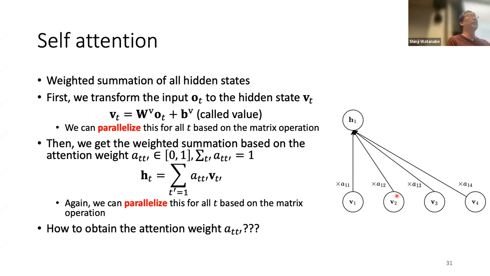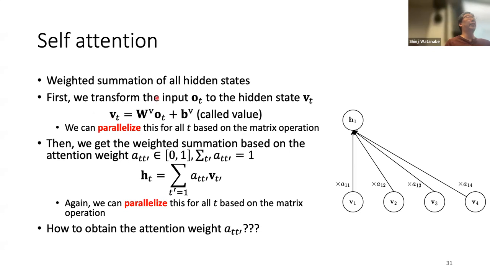But self-attention is actually a very simple operation. This is basically just a weighted summation. Please remember, just using the weighted summation. So first we start to convert our speech features with some kind of linear transformation, and get some other state. We call it value here. But this is just a linear operation, okay? And of course, because this is a linear operation, we can parallelize across the frame, across the time, right?